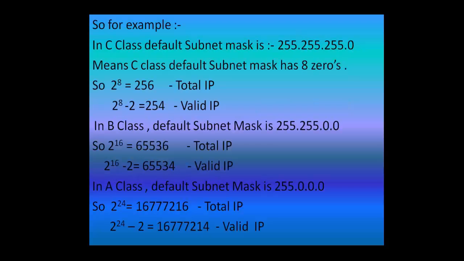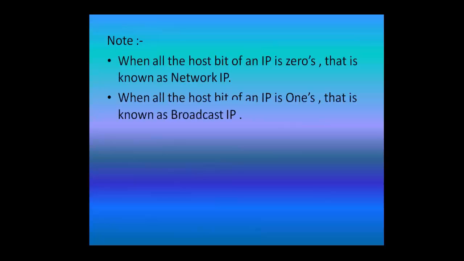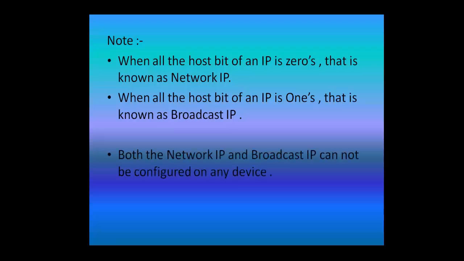Okay. So that I mentioned here, when all the host bits of an IP are 0, that is known as the network IP, and when all the host bits of an IP are 1, that is known as the broadcast IP. And both network IP and broadcast IP cannot be configured on any device.